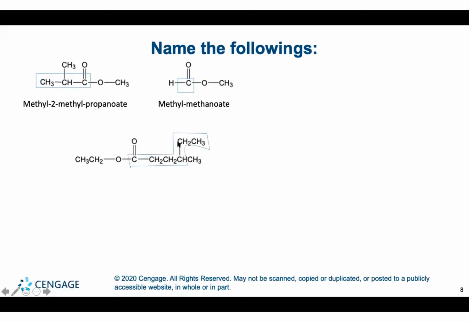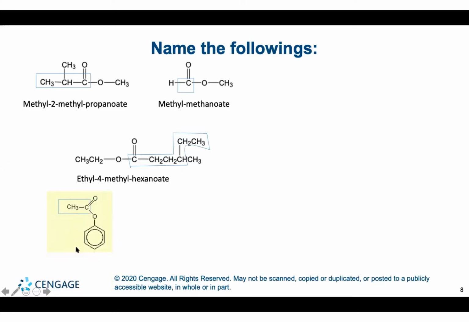Here we have the longest chain. We start numbering from the carbonyl group. So it's going to be 1, 2, 3, 4, 5, and 6. First, we write down the branch which is connected directly to oxygen. It's going to be ethyl. On carbon 4, we have a methyl group, 1, 2, 3, 4. So 4-methyl, and we have 6 carbons in the longest chain, hexanoate.